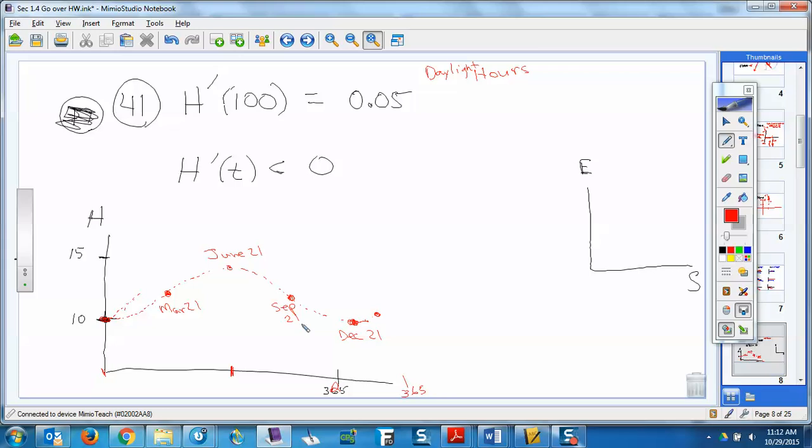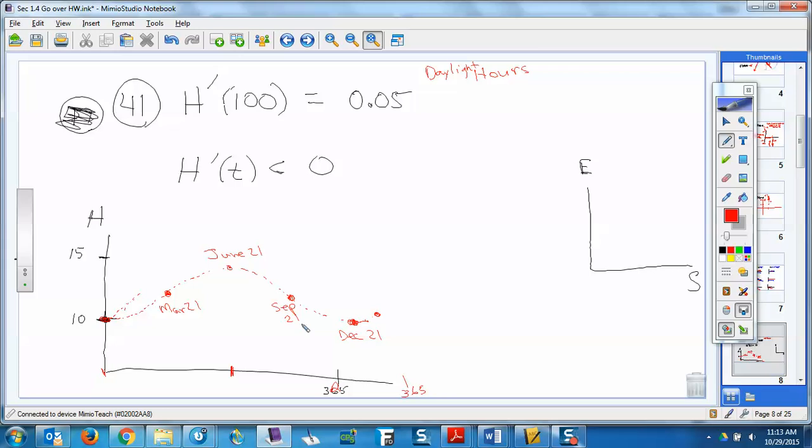How long did you work this weekend? Well, 0.05 hours. What? 3 minutes? 3 minutes. Okay, 3 minutes. So it'd be better if that was 3 minutes. Let's do that. So on the 100th day, 3 minutes longer. It's a rate.